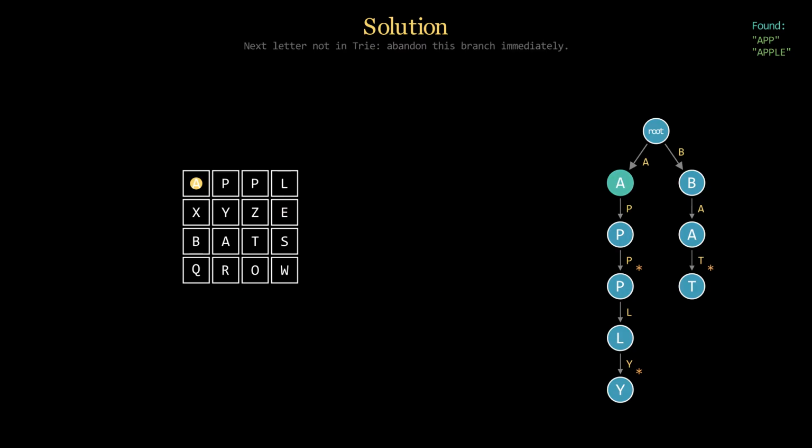If the next letter on the board is not a child of the current tree node, the recursion stops right away. We are not merely failing one candidate string, we are ruling out every dictionary word that would have needed that extension next.